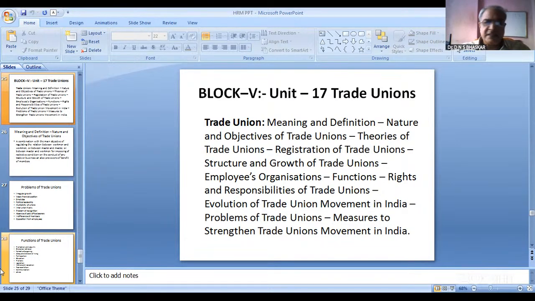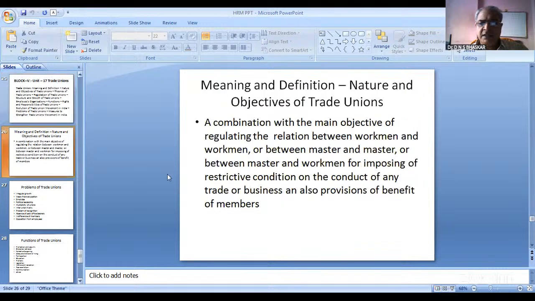These are the various phases of trade unionism. So with this, almost this block 5, unit number 17 is covered in this particular class. Just to sum up, in the very beginning, what is the meaning of trade union is covered. It's a combination with the main objective of regulating the relation between the workman and master, or between two groups.